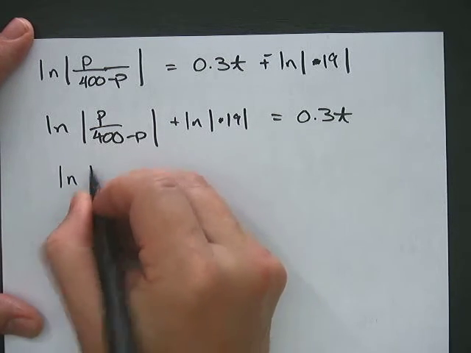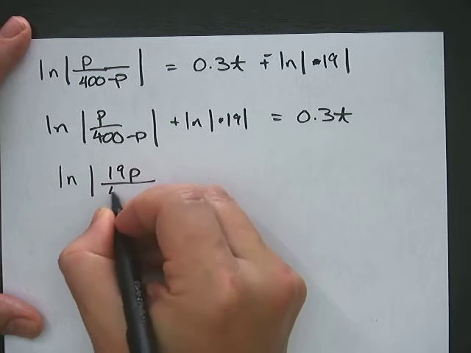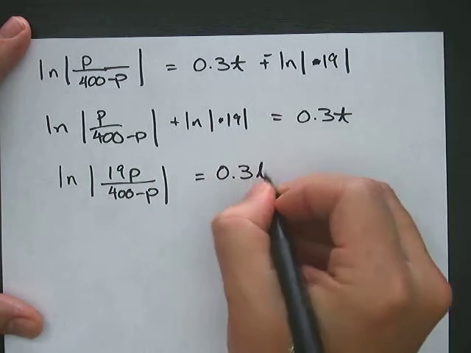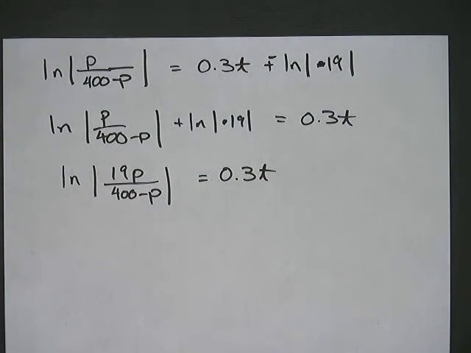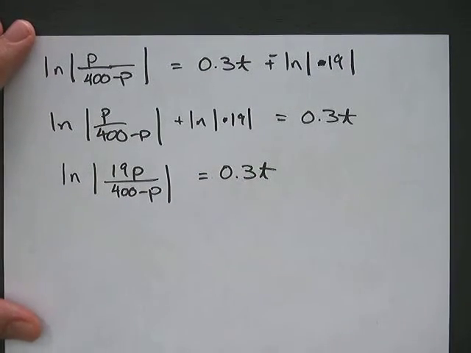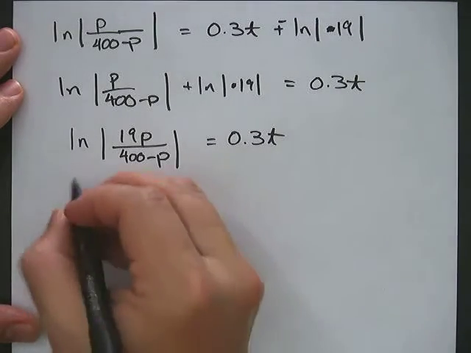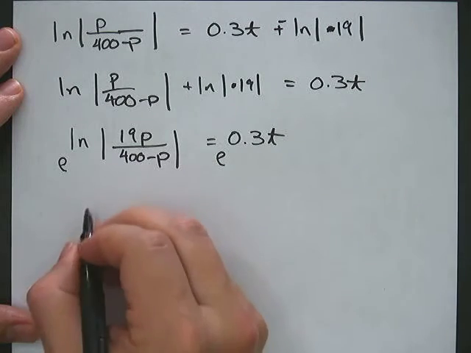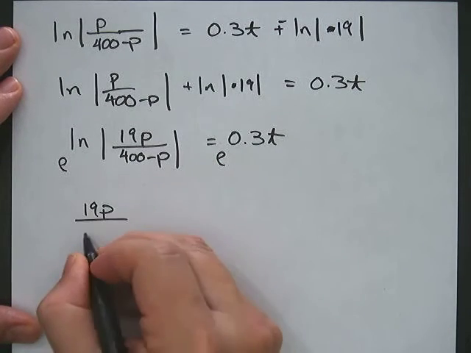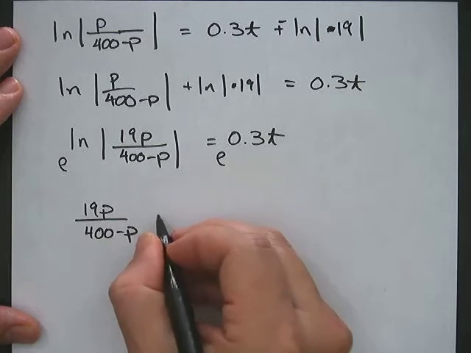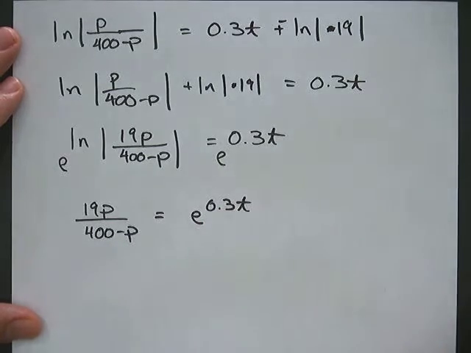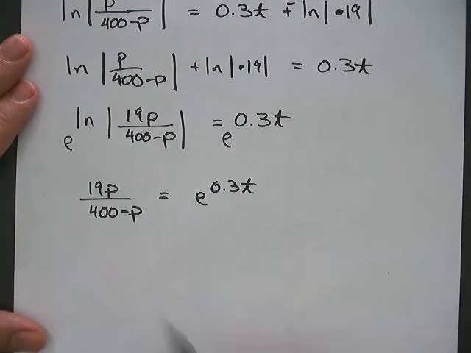So that's ln of 19p over 400 minus p equals 0.3t. Now I can take the natural exponential function of both sides, which will cancel the ln. So I put an e here, put an e here, and I get 19p over 400 minus p is equal to e to the 0.3t. Now I'm getting close, but I still haven't solved for p because I've got this p here and the p here, so that's a problem.